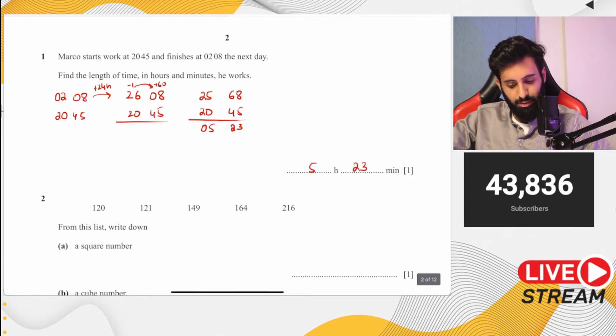Now this is the way that I prefer. There's another method, which is that you make timelines.